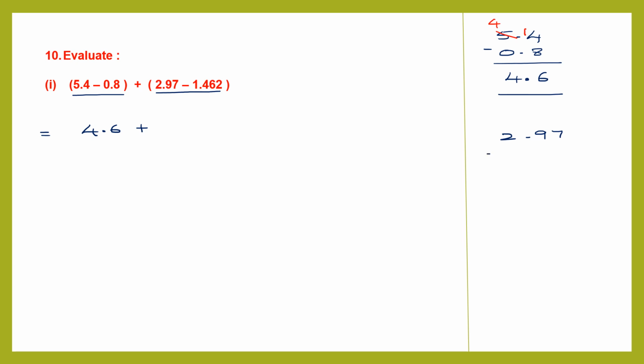2.97 minus 1.462. So we've written the numbers. Now we have to add the 0 to make them like decimals. Now let's start our subtraction. 0 minus 2 you can't do, so we borrow.